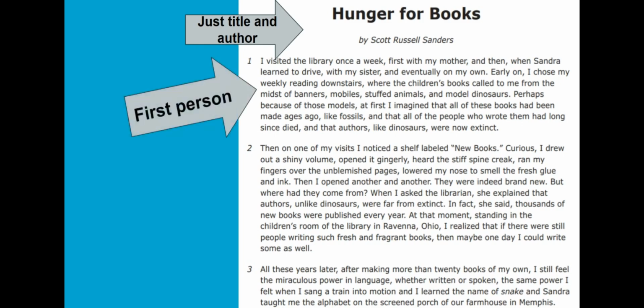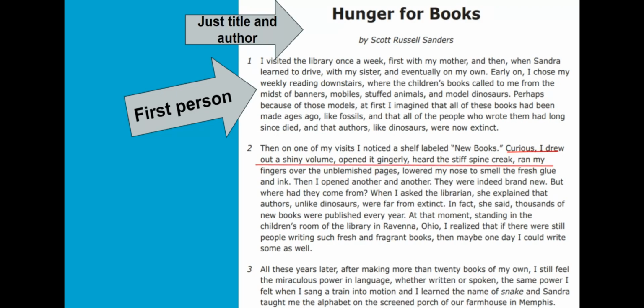If we take a look at paragraph 1, it begins in the first person. Now that doesn't mean that it has to be fiction if it begins in the first person, because if you remember, the editorial that we looked at also used first-person narration as a rhetorical strategy for nonfiction persuasive, but it is something to notice. "I visited the library once a week, first with my mother, and then when Sandra learned to drive, with my sister, and eventually on my own."